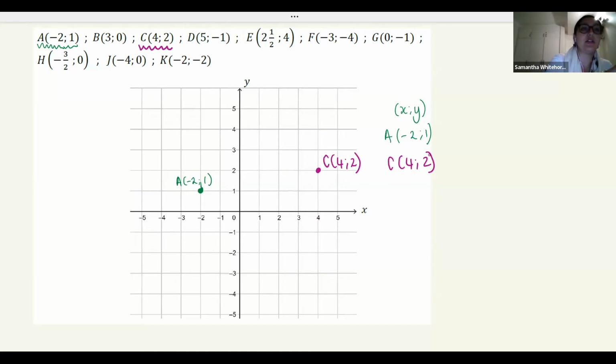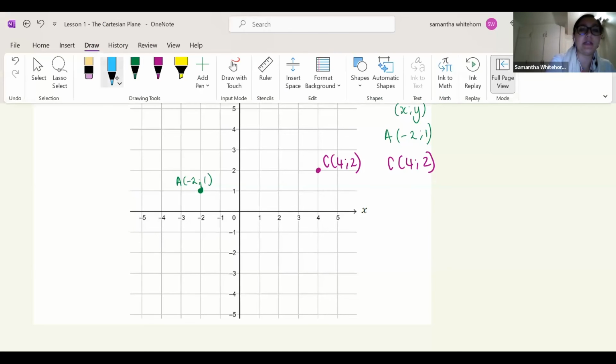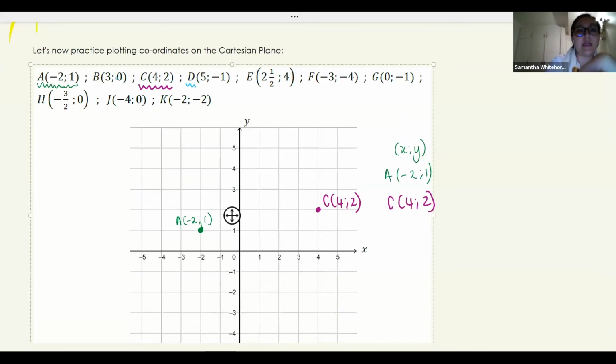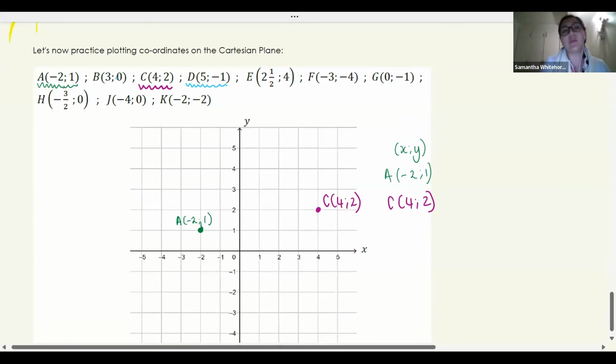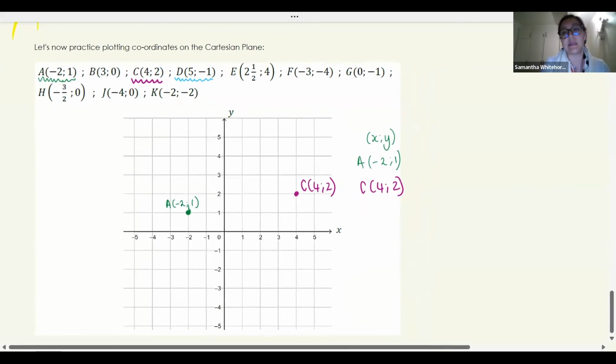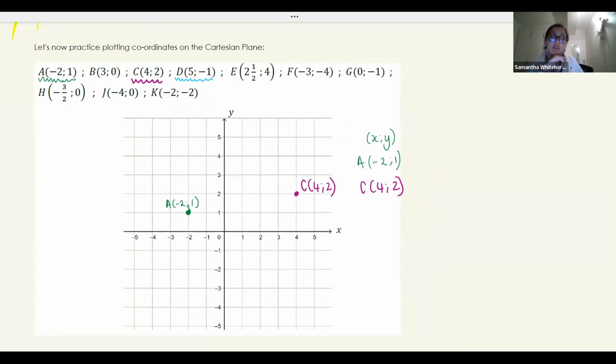What I want you guys to try for me is, where would we plot point D? Have a think, and then if you would like to try and explain to me how to plot point D, you can raise your hand and explain where we would put it.